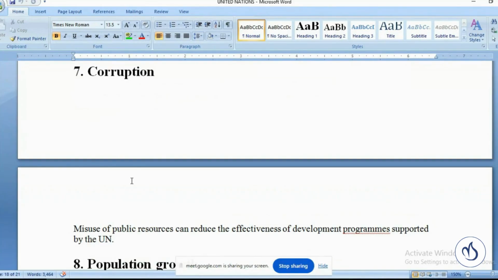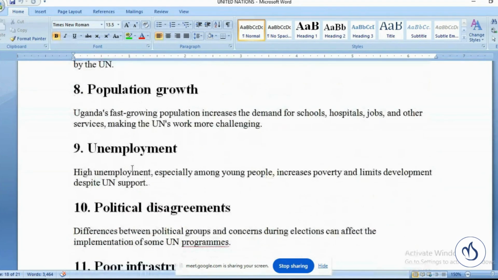For example, if they send materials like mosquito nets, you will find that someone takes 10 mosquito nets and makes them into a rabbit habitat, or you find someone rearing hens in a mosquito net. That's corruption, misuse of public resources, which reduces effectiveness. If you take 10 of them, it means that some people will not get any. So the UN also still finds that problem.